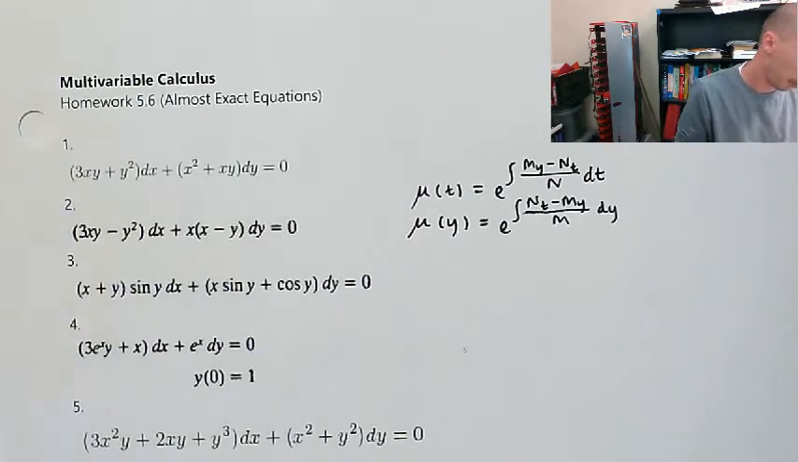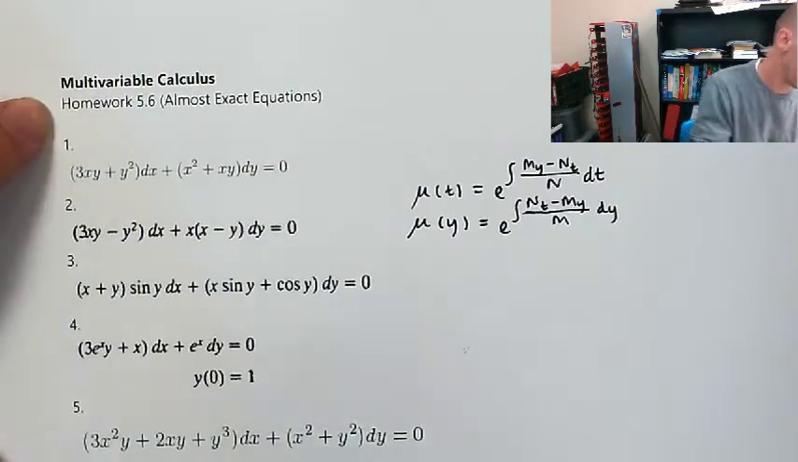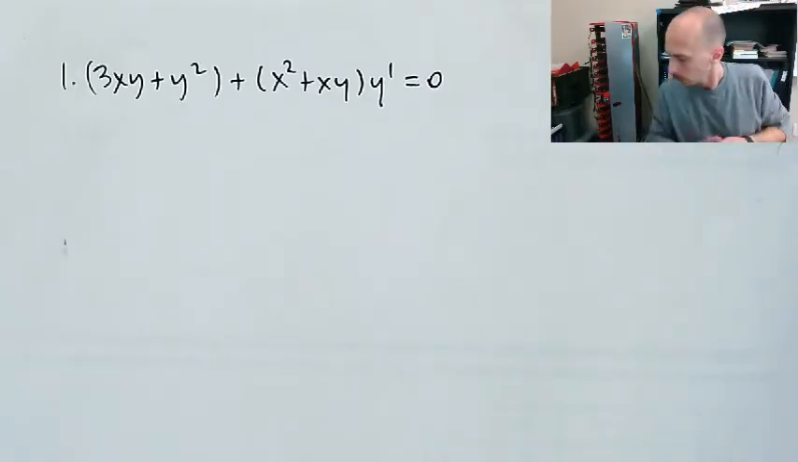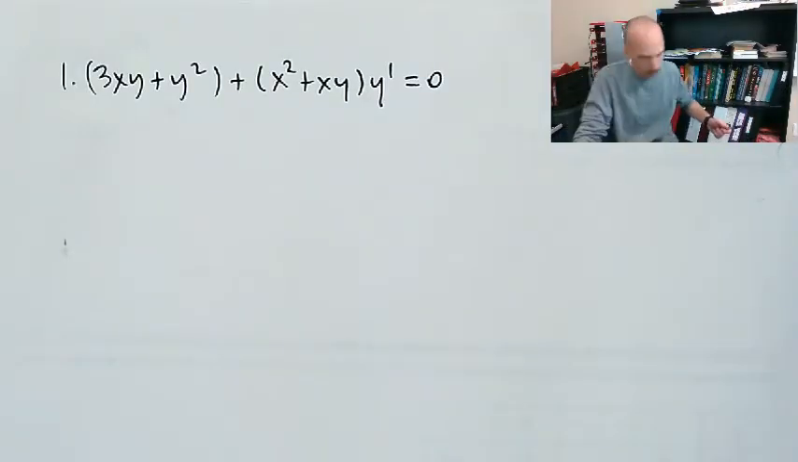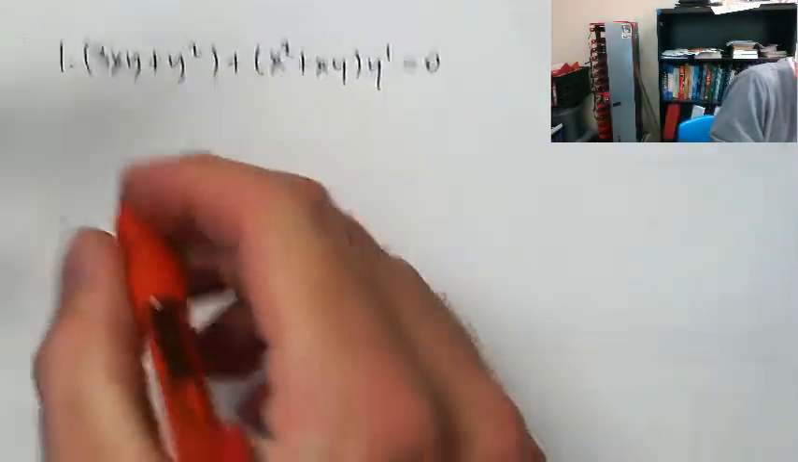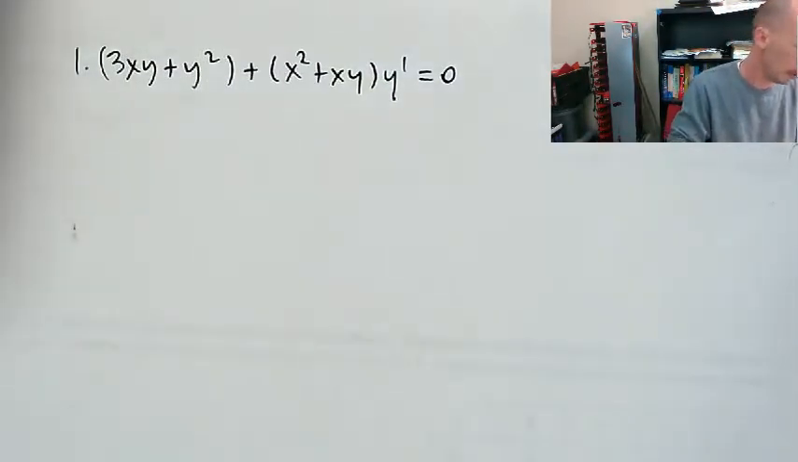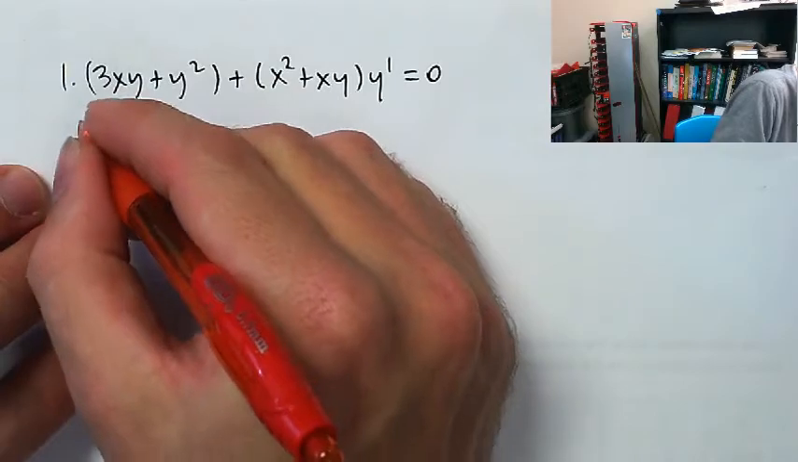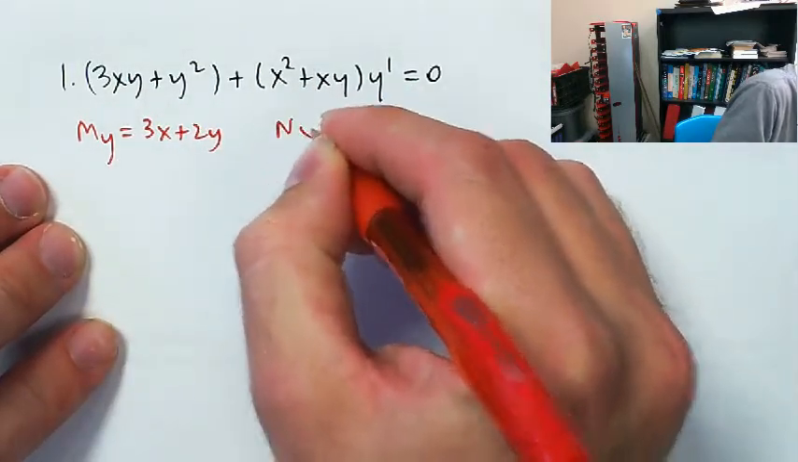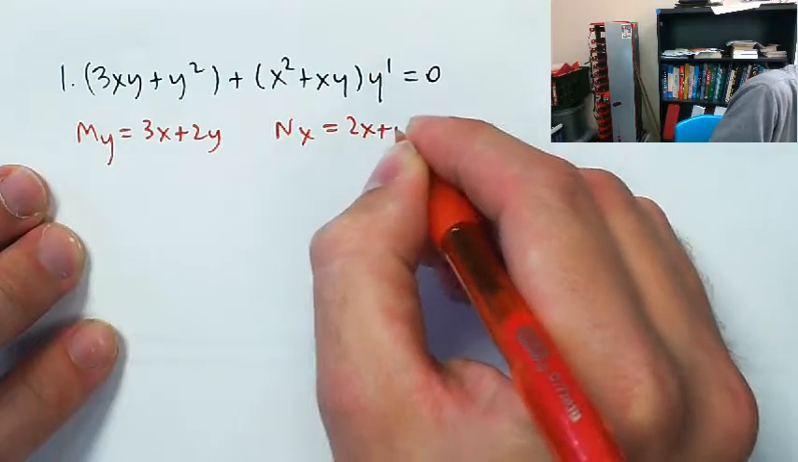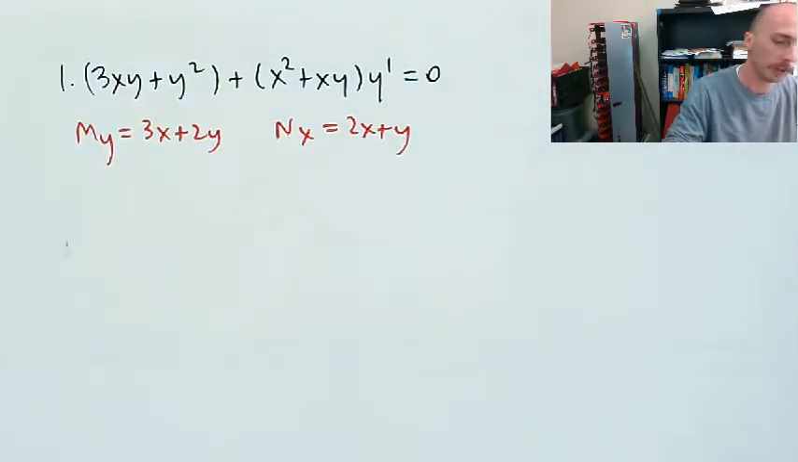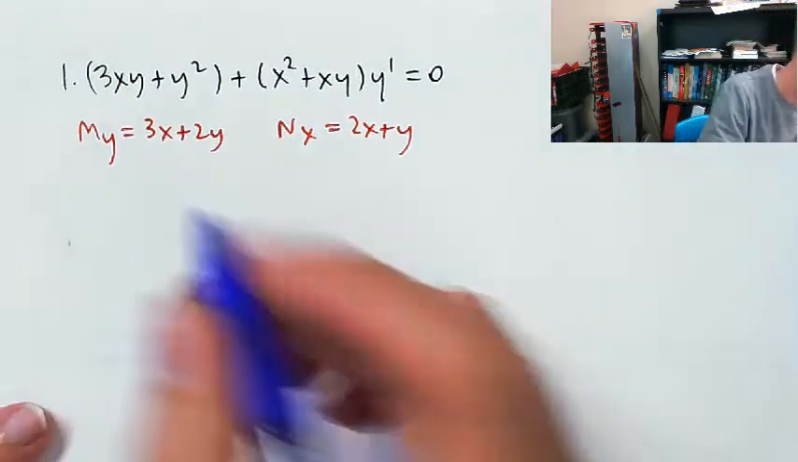So the first one is 3xy plus y squared. I'll just copy it real quick. If I was to compare My and Nx, well, M is the thing that doesn't have the y prime on it. So My is going to be equal to 3x plus 2y, and Nx is going to be equal to 2x plus y. These are very close to one another, but they're not exactly equal, so I'm going to need an integrating factor to make this an exact equation.